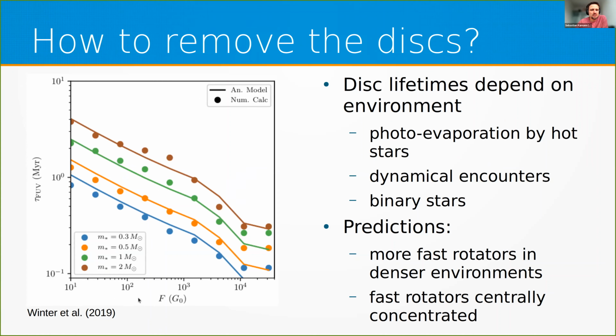In this study by Andrew Winter, you see the disk lifetimes on the y-axis as a function of the UV radiation field: the stronger it gets, the lower the disk lifetimes. So, photoevaporation, the presence of hot O stars nearby, could remove the disks. In clusters, dynamical encounters with other stars could remove the disks, or we could again have binary stars removing the disks. The prediction from this scenario would be that we have more fast rotators in denser environments, and the fast rotators should also be centrally concentrated inside the clusters.